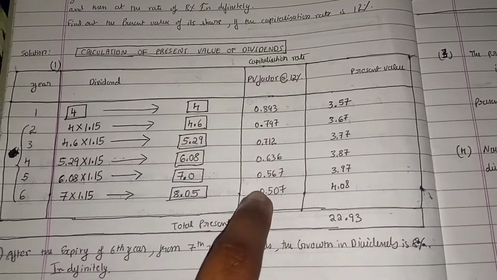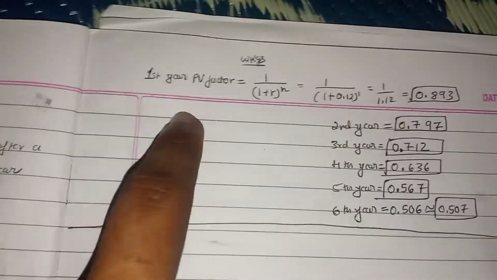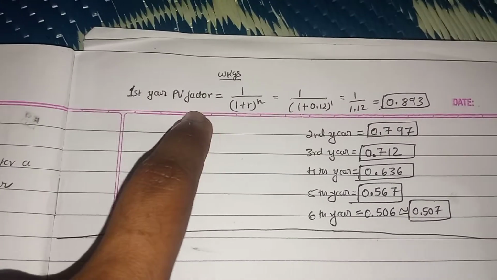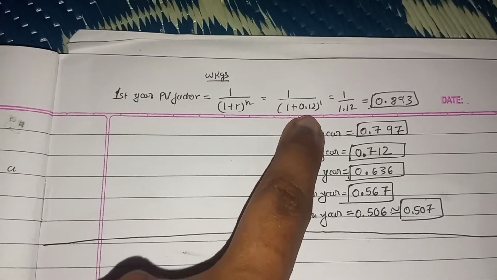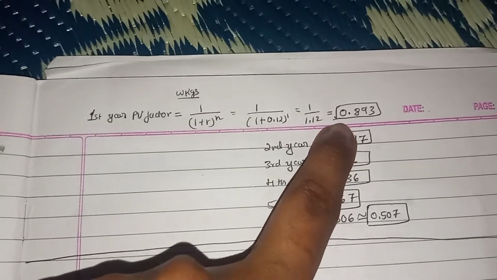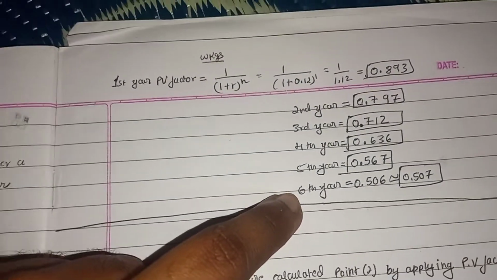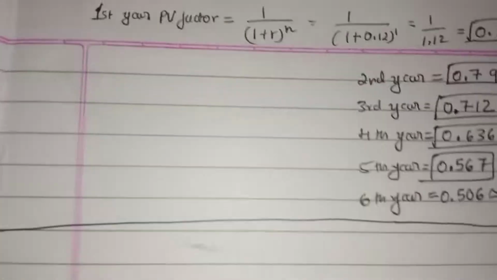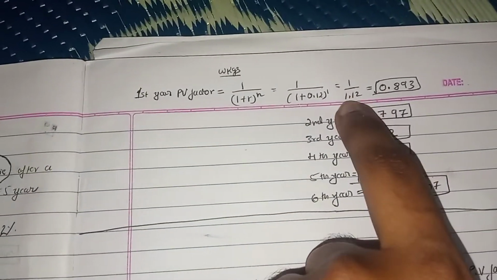How to calculate this discount factor or PV factor? Here you can observe there is a formula. First year PV factor is 1 divided by (1 plus r) to the power of n. So 1 divided by 1 plus 0.12, that is 1 divided by 1.12, which is 0.893. If you calculate for the first year, next consecutive years you can calculate directly by calculator. I will show you guys how to do that. See, if you apply this formula, the final result is 1 divided by 1.12.